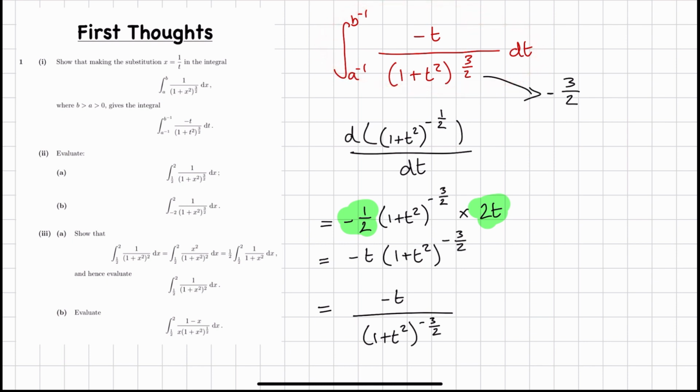So therefore, we know that this equals 1 plus t squared to the negative a half, evaluated, put the square brackets around it, evaluated at the limits of our integral. So with that being said, we can now move on to the later questions.